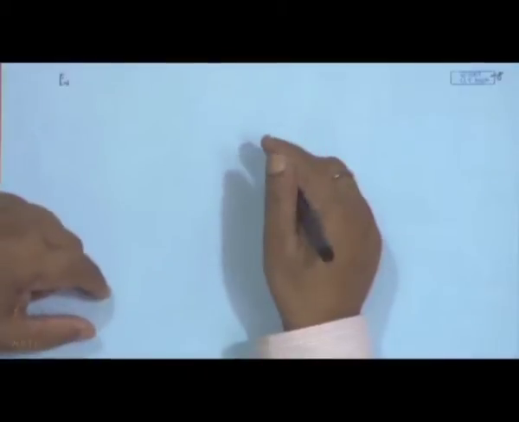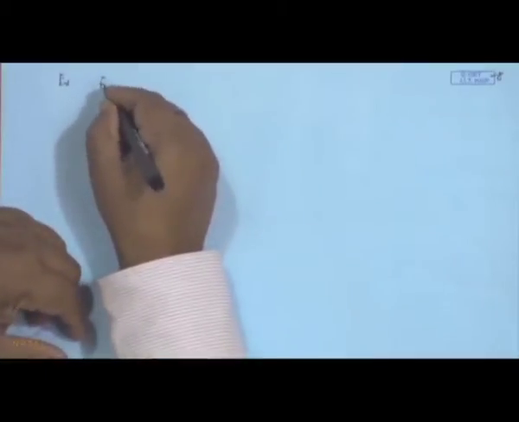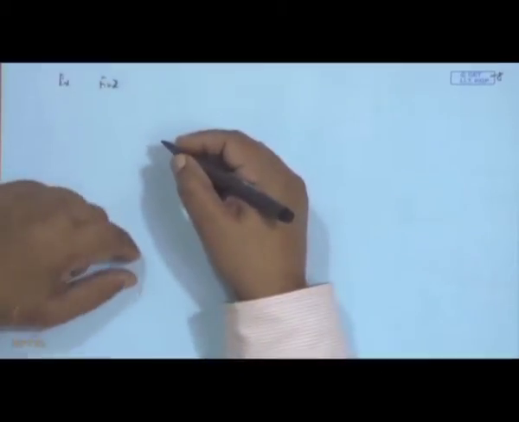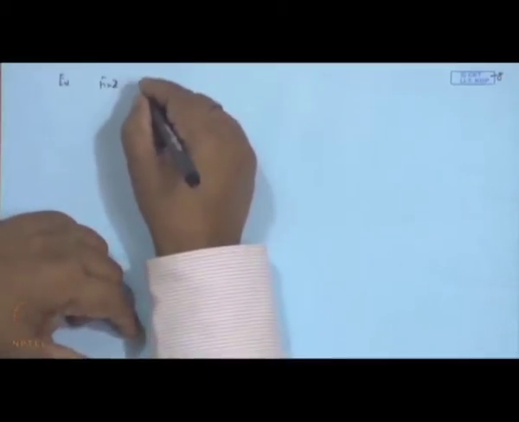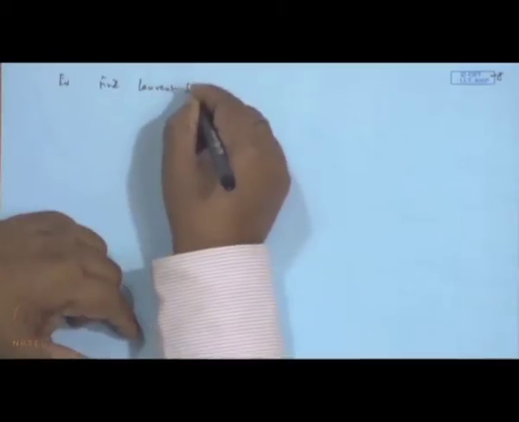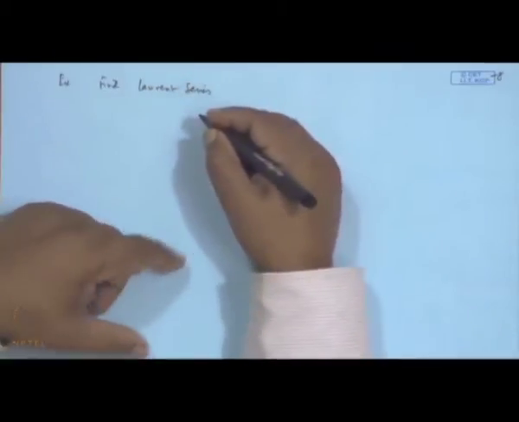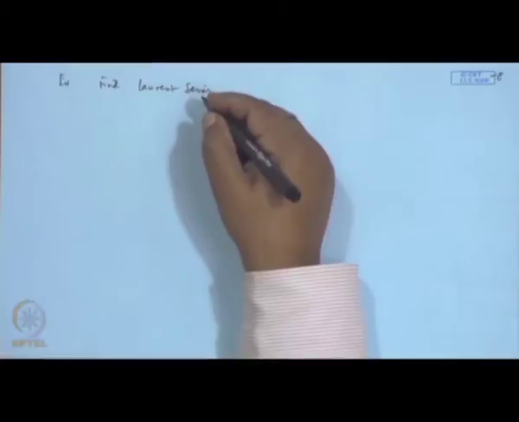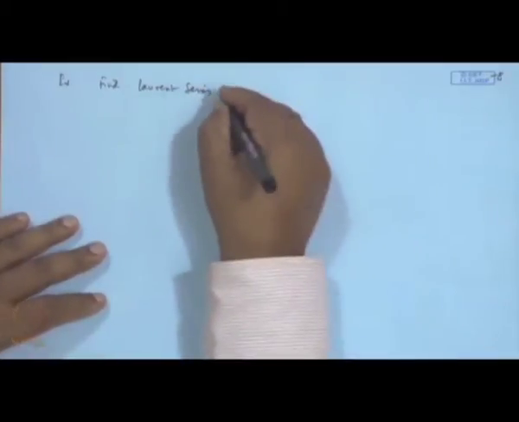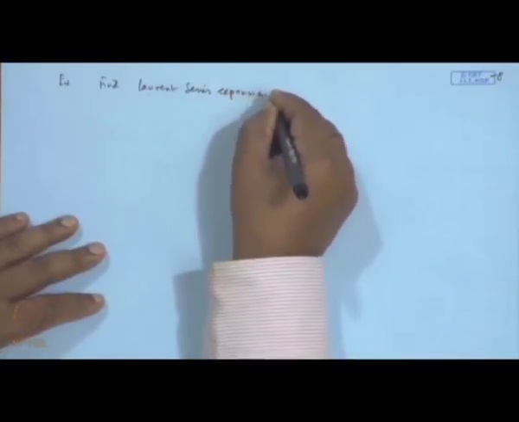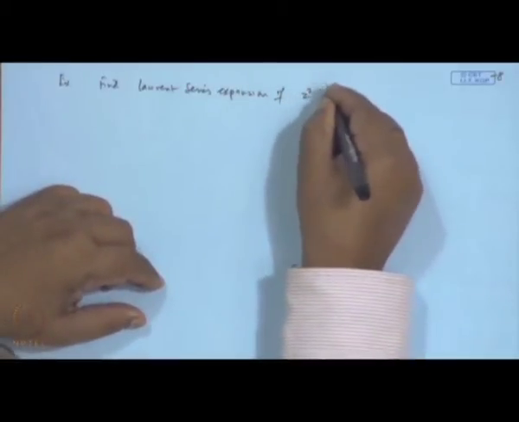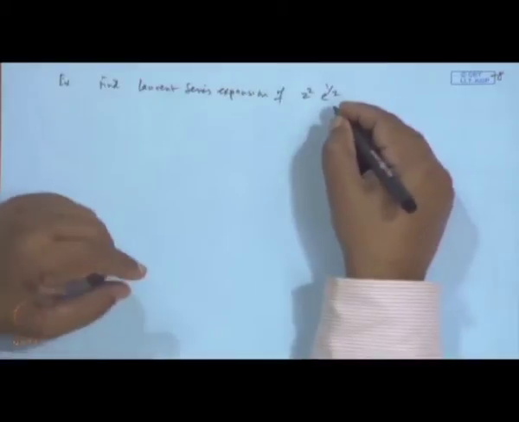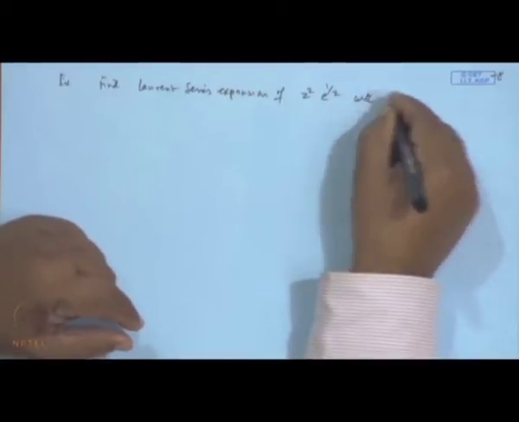Okay. Find the Laurent series expansion of the function, say, z square e to the power 1 by z with center z 0.